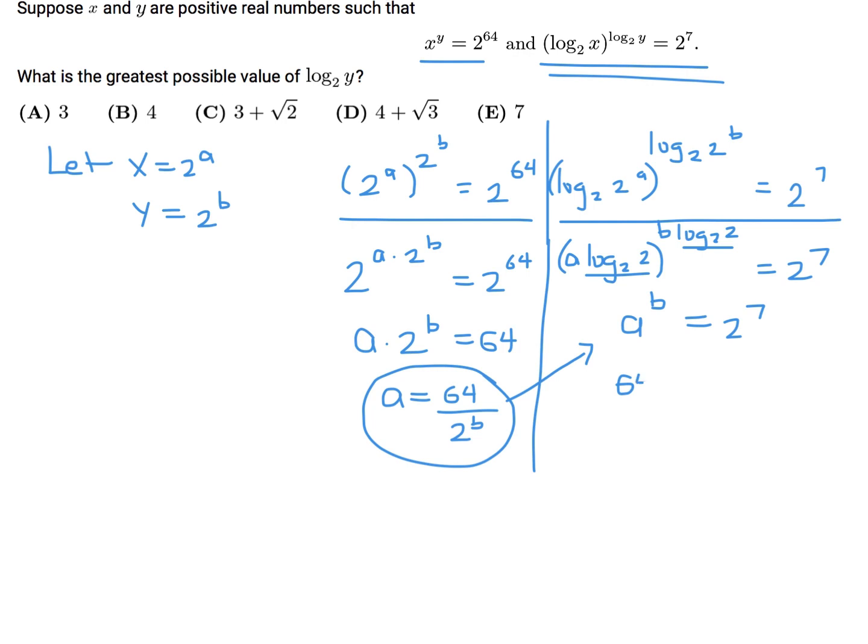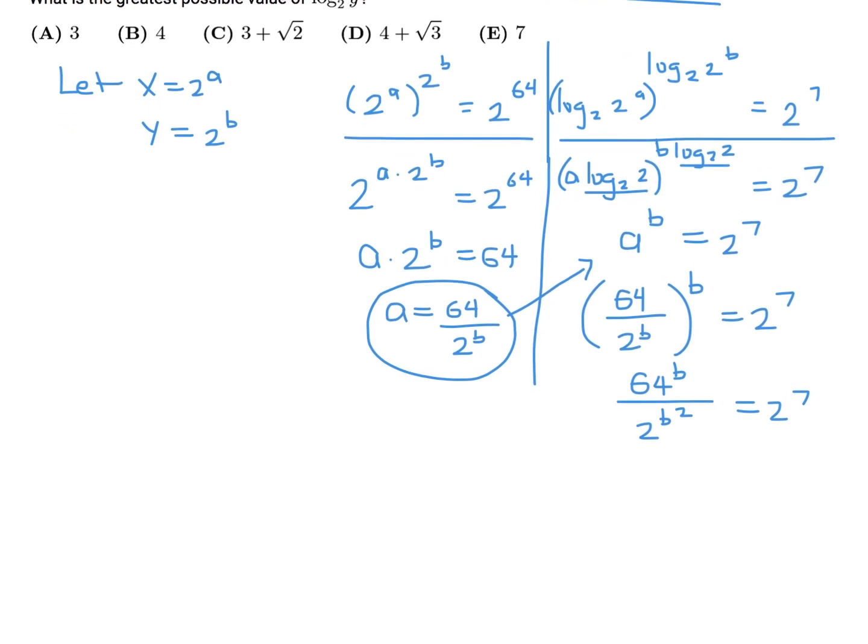So we have 64 over 2 to the power of b all to the power of b is equal to 2 to the power of 7. So this is 64 to the power of b over 2 to the power of b squared, right? 64 is what? 2 to the power of 6, I believe. So this is really 2 to the power of 6b when you combine them. This is 2 to the power of b squared.